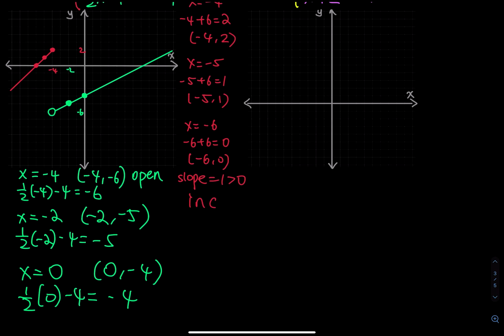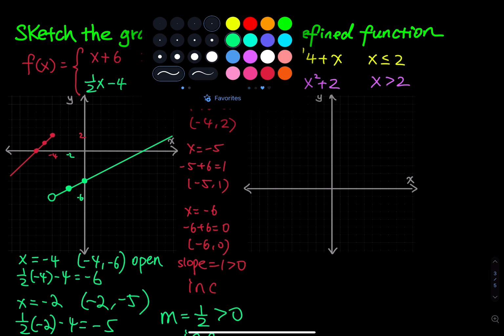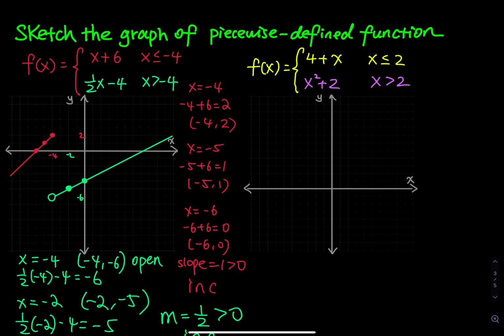Alrighty, that's it. Don't forget to say that the slope is equal to positive 1/2. This is positive, so therefore the line is increasing. Alright, so that is the first graph. Moving on to the next graph, I will match the color code for you. So the next graph, 4 plus x, is a straight line with positive slope.